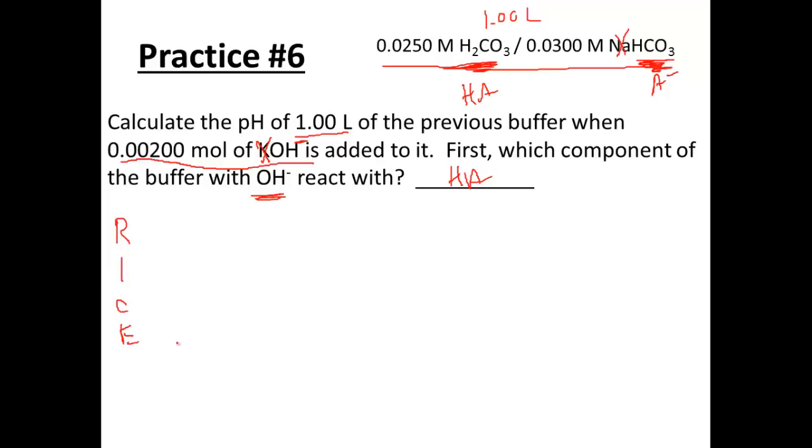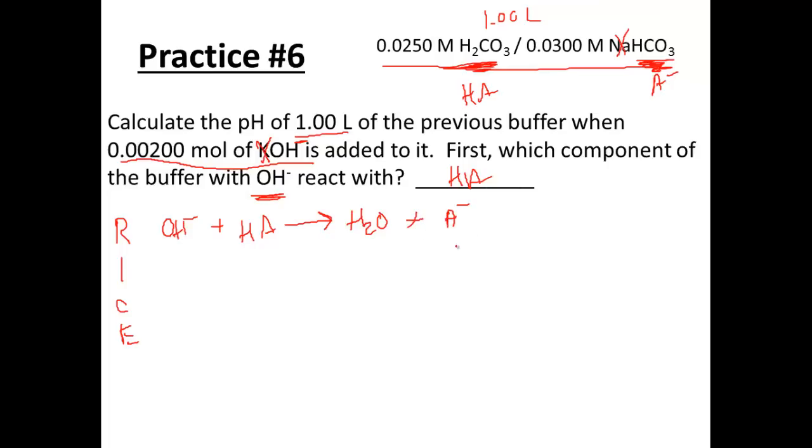Let's write out the reaction. So the reaction is the hydroxide, OH minus, is going to react with the acid component. We'll just say HA, to make it a little shorter. The products here: when hydroxide reacts with an acid, it's going to be an acceptor of hydrogen. So it turns into water itself, and it turns the acid component into A minus.